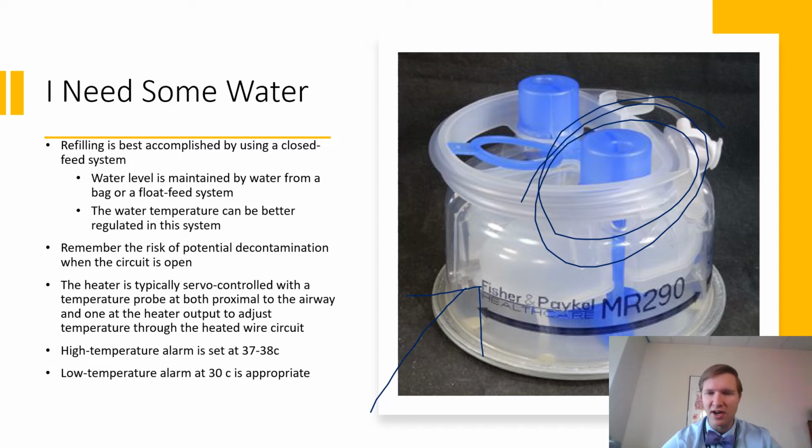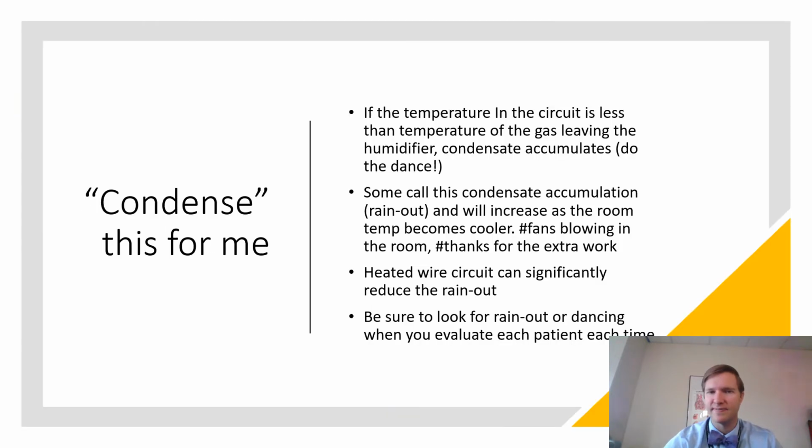High temperature alarm is usually set around 37, 38 degrees centigrade. We try not to go above that. And then low temperature is usually at 30 centigrade is appropriate, but it just depends on what our goals are for the patient. Are we doing permissive hypothermia therapy, right? Are other factors in play, right? Those things may come in to factor when we're looking at what temperatures to use for our patients.